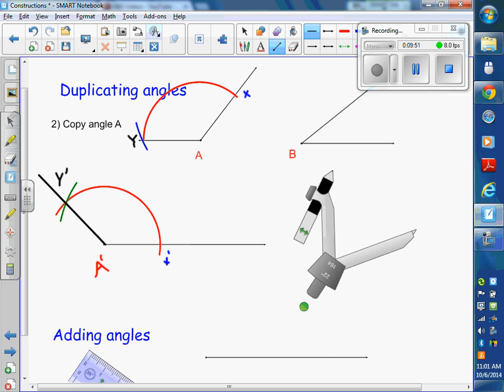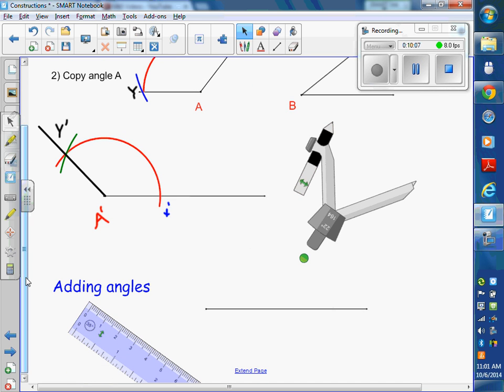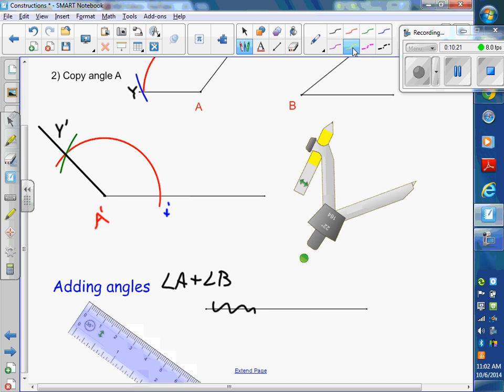So now to add angles, I would pick up where I left off. So I left off at Y prime. If I wanted to add angle B, I would pick up where I left off. So if I want to add angle A plus angle B, I'm actually not going to use this line since I'm going to just use over here. I can add it to this side or I can add it to this side, wherever there's room in my workspace.